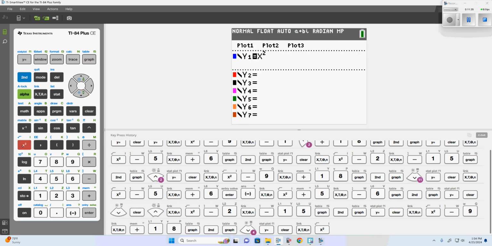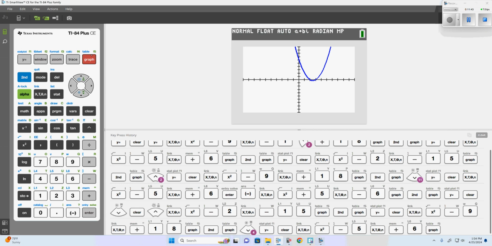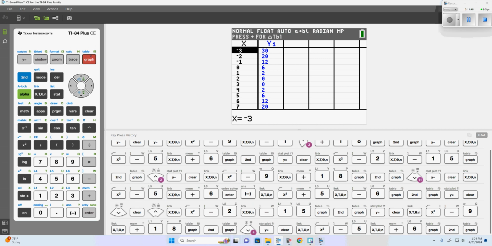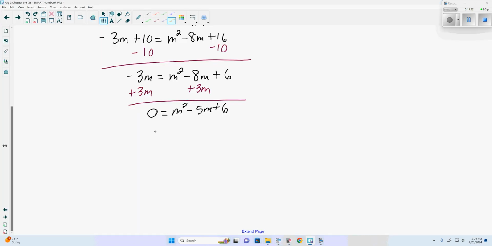Because x squared, what was it, plus or no? Just minus 5m, plus 6. So we get these two here, yes? Second graph. Our two solutions are 2 and 3. Questions on how we found these two solutions?